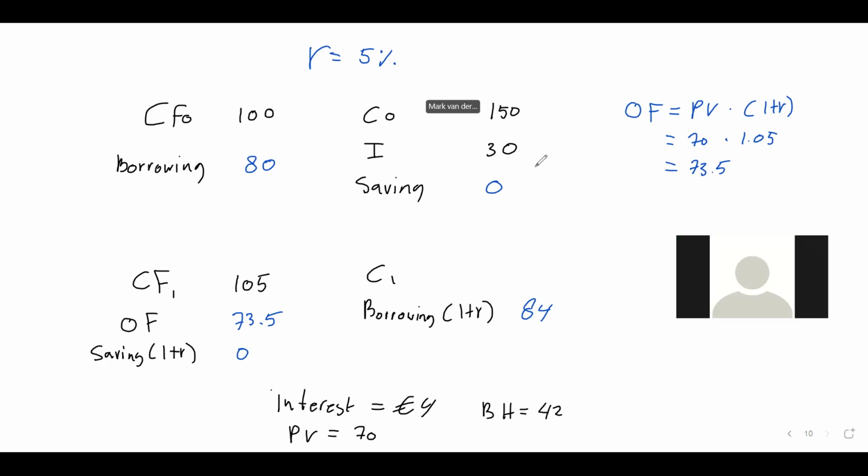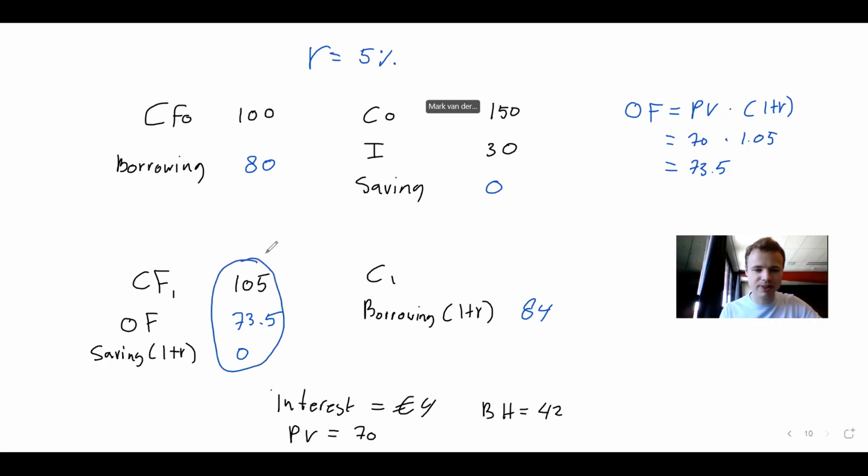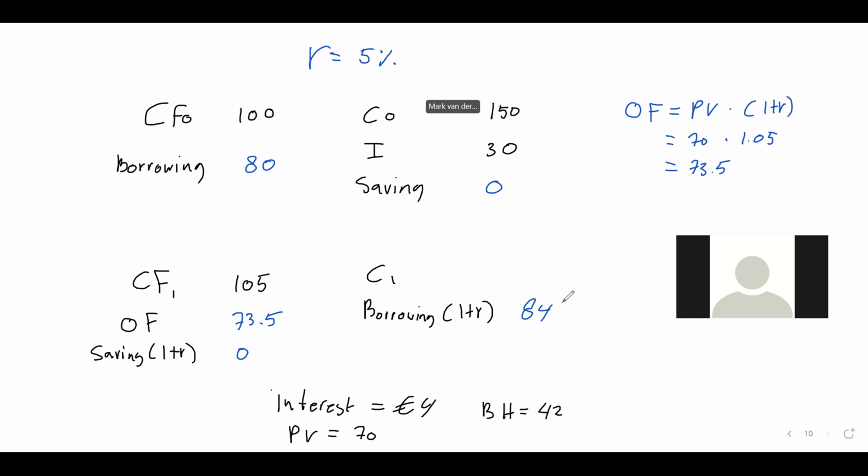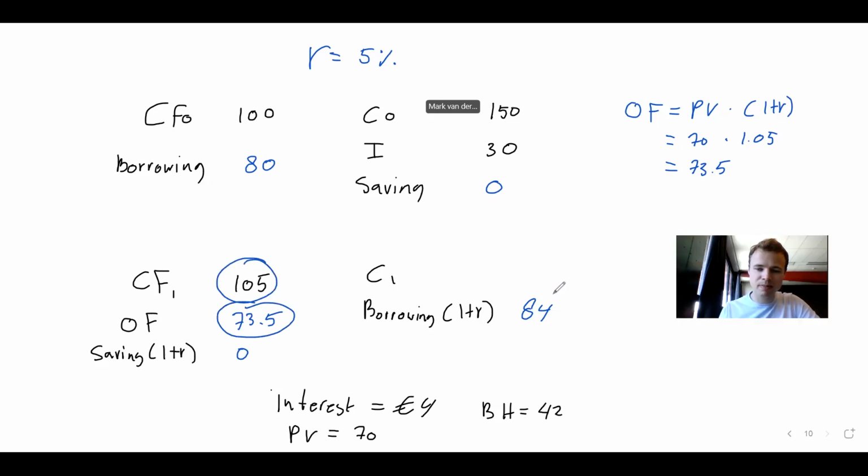My consumption is C1. I have a cash flow of 105 at T1, and I borrowed. So what you do, you sum all those numbers together, right? You do 105 minus the borrowing, so with this number, the interest, plus this number minus this number. That's how you get your C1, right?